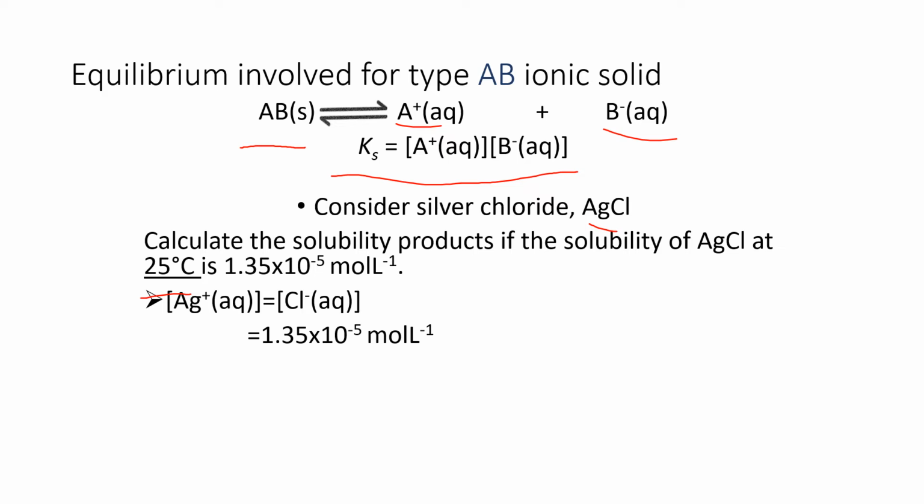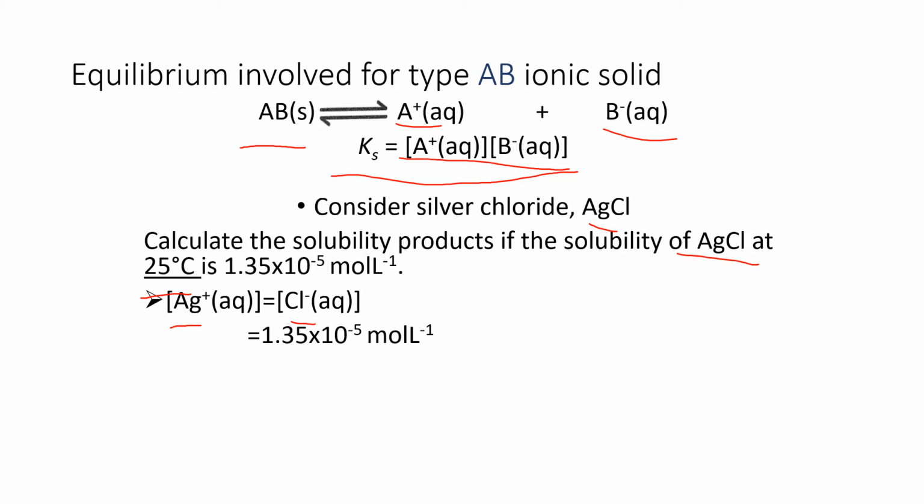So we look at concentration. We know the concentration of silver is going to be the same as the concentration of chloride because for every mole of silver, we're going to have the same number of moles of chloride. So 1 to 1, 2 to 2, 3 to 3, whatever. We know that the concentration of each of those is equal to the concentration of silver chloride put together, because for every 1 mole of silver chloride, we have 1 mole of silver and 1 mole of chloride. So we know that the concentration of silver and chloride is both 1.35 times 10 to the negative fifth moles per liter.